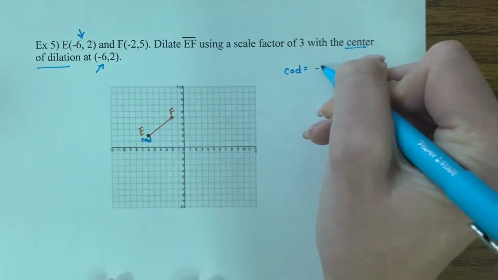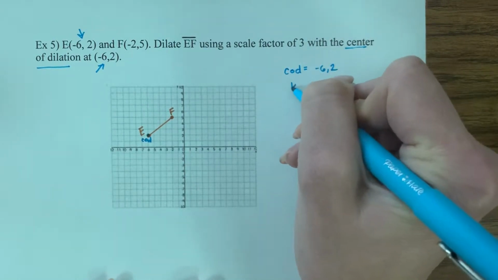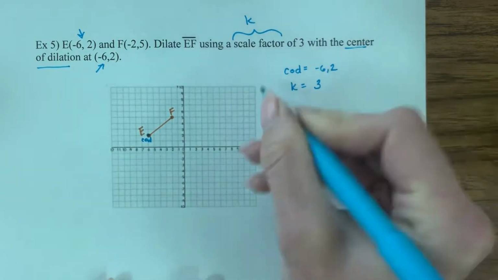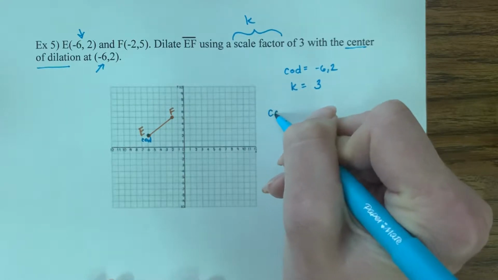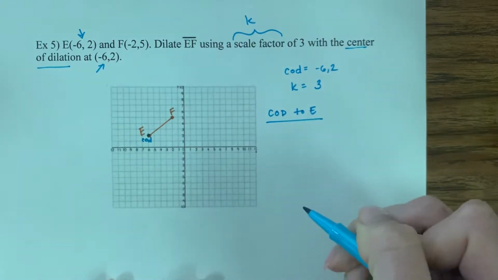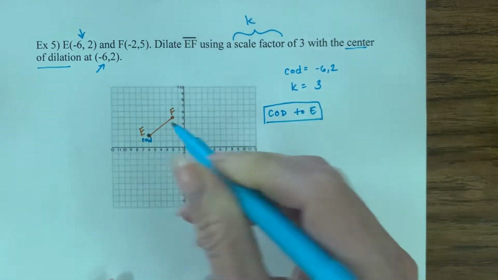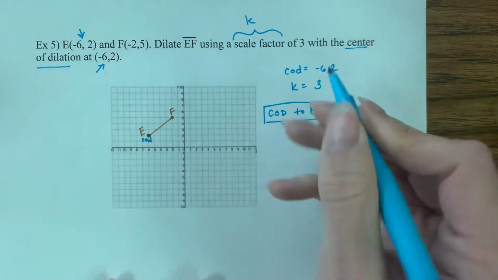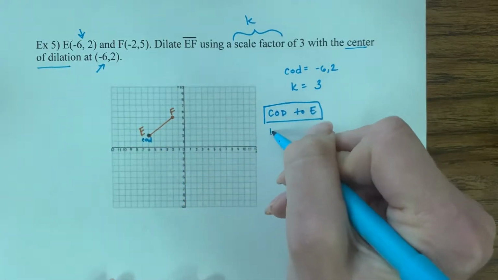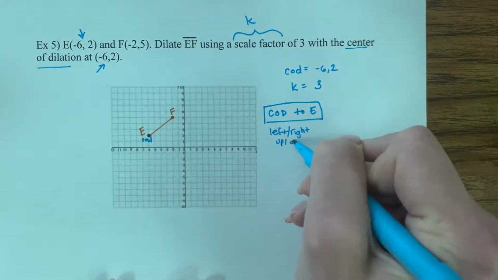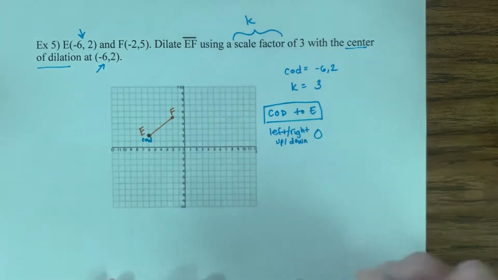So our center of dilation was -6, 2, and our scale factor, it says right here, is 3. So we always start at the center of dilation. So how would we get from the center of dilation to E? Well, that's an interesting question because we are there. Like the center of dilation and E are the same exact coordinate. So we would actually go left, right, up, down, 0. Like you don't move, you're there.